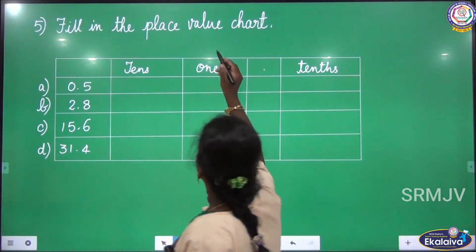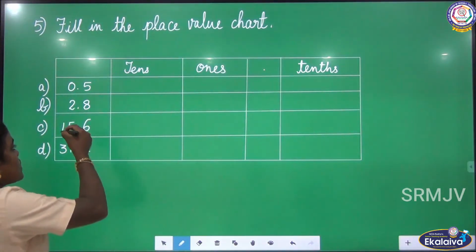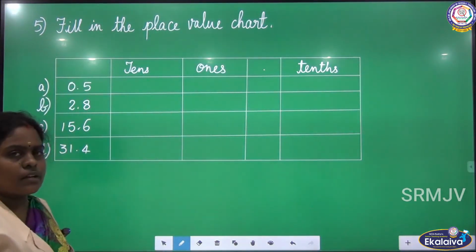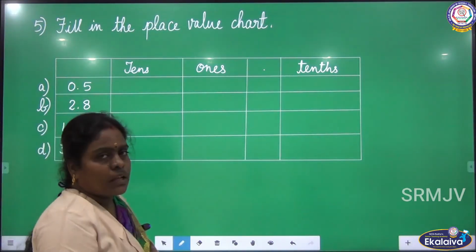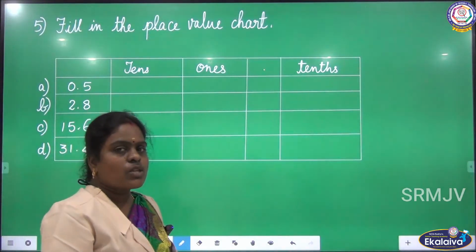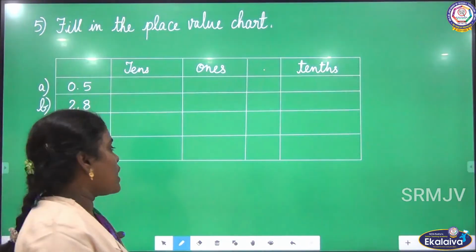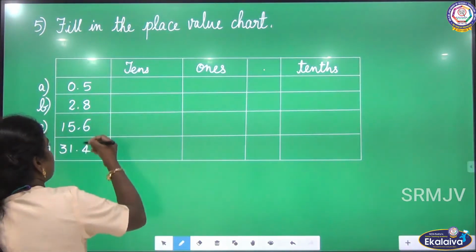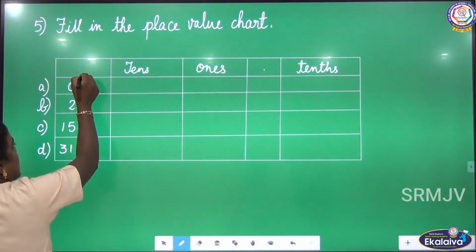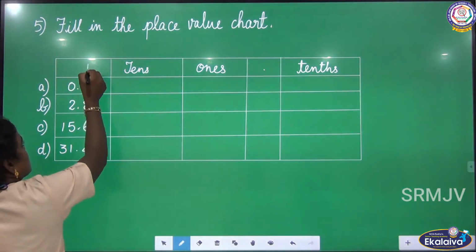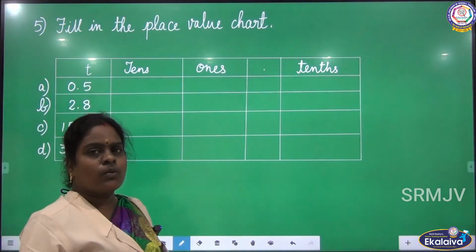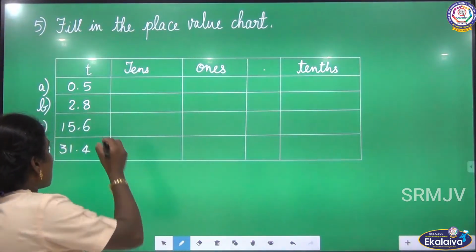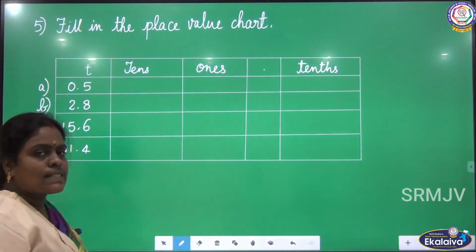Fill in the place value chart. Here listen children, the decimals are given. We have to write the given decimal in their proper places. So before that, let us write the place value of these numbers. See, after the dot, the place value is tenths. Listen, after the dot, the place value is tenths.